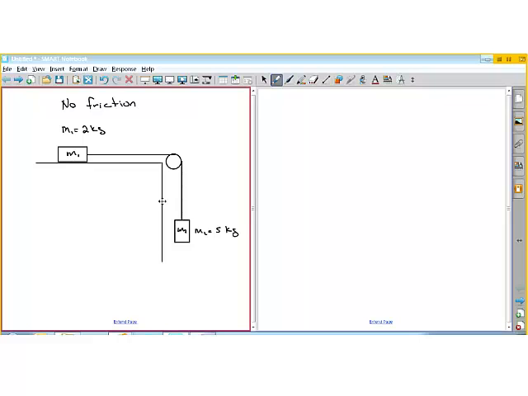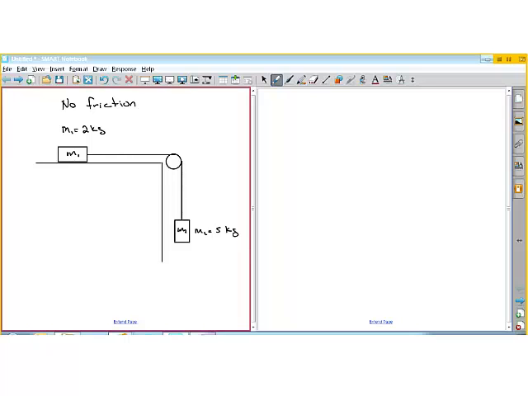So as you can imagine, what's going to happen is the force due to gravity is going to pull this down, and it's going to drag this thing along. But drag's maybe not the right word because there's no friction. It's going to move this thing.